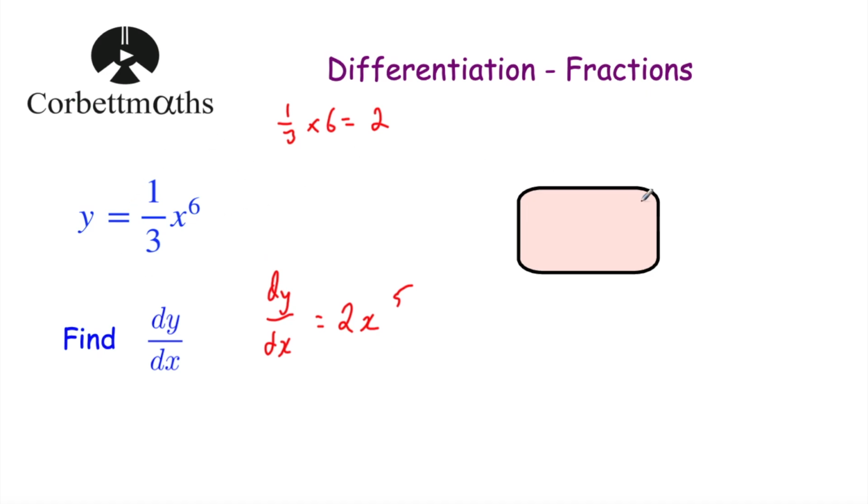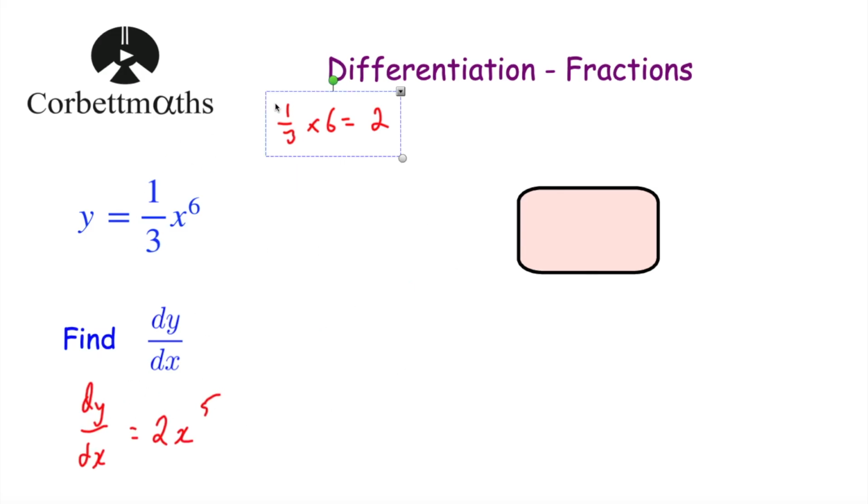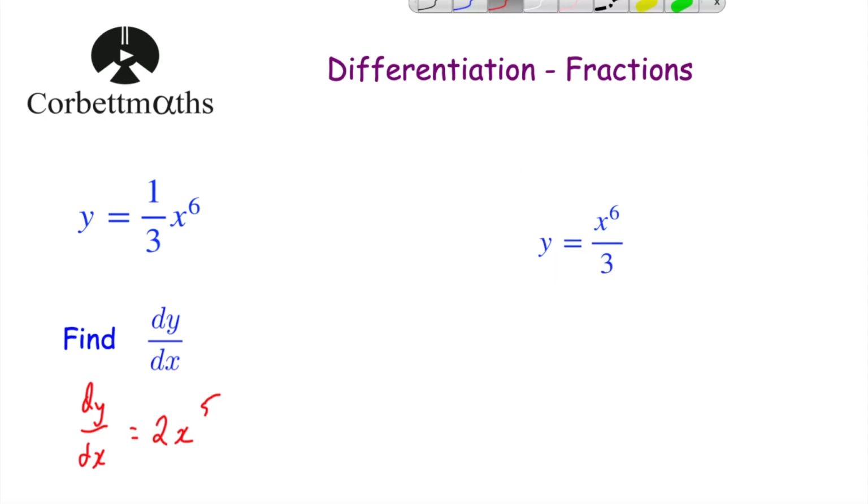Now, I've chosen this example on purpose because I want to show you that actually you might encounter this in a different format. So I'm just going to move our answer down there for the minute, and I'm just going to get rid of that for a second. And let's have a look at this format here. So we've got y is equal to x to the power of 6 over 3. So this looks a bit different than this, but it's actually the same.